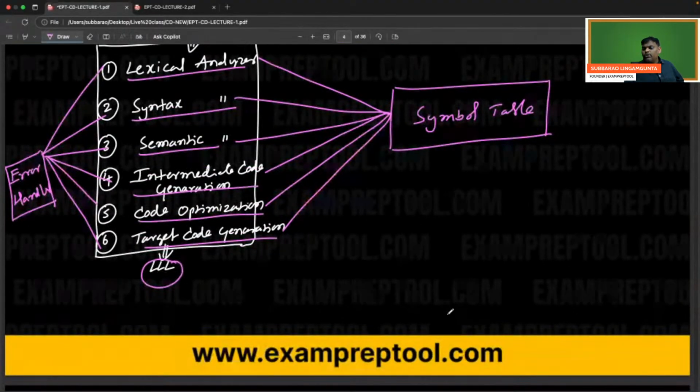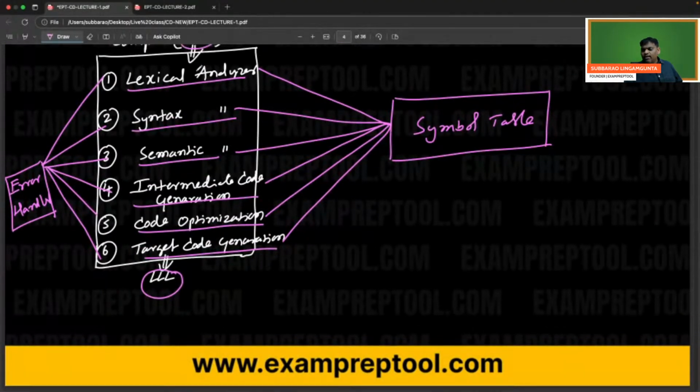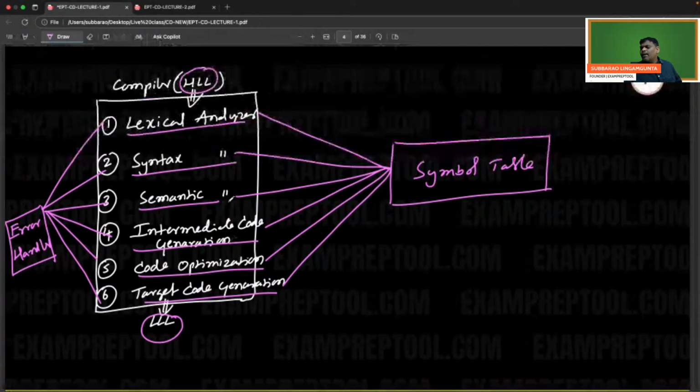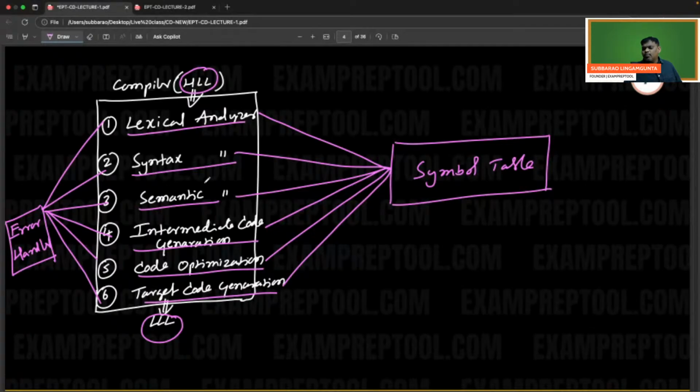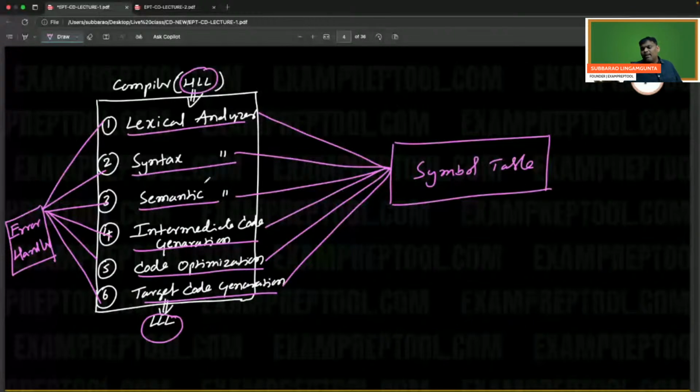Now I can proceed to explain clearly what lexical is doing and what syntax is doing. You may not get it fully, because that is what the total compiler is. So I will explain all the 6 phases one time with the help of one small example. You may not get everything, but at least 50% you will get. Try to get as much as possible.